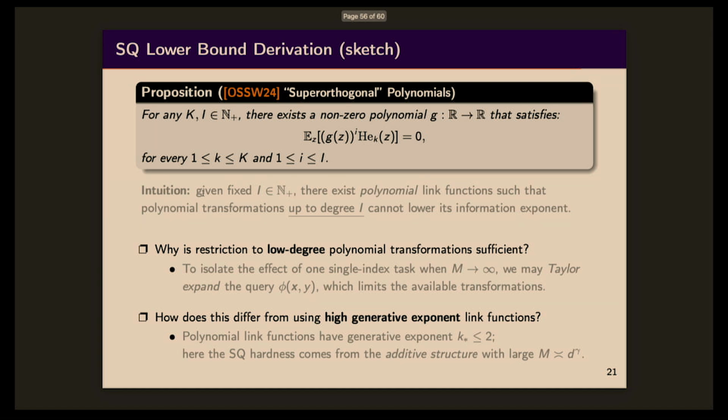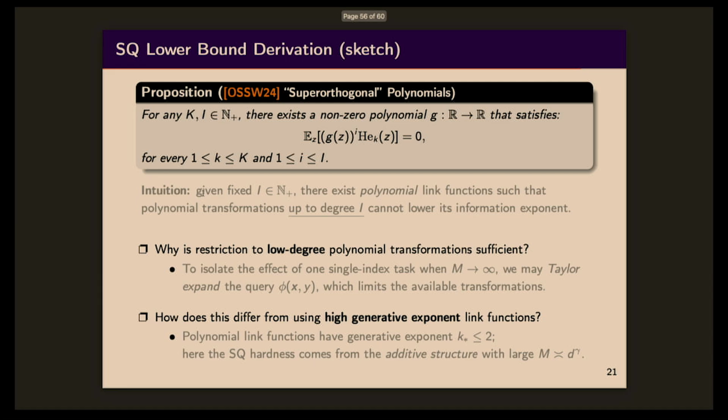And just a side remark, for those of you familiar with the notion of generative exponent, we know that there already exist link functions sigma star where any transformation cannot lower the information exponent to 2. So you can also use this to infer computational hardness. But here we restrict ourselves to polynomials, and from part 1, we know that polynomial link functions always have generative exponent less than 2. So if I'm looking at one single index model, there's a way I can lower the information exponent. But this is not possible when capital M is large, when I have a lot of tasks.